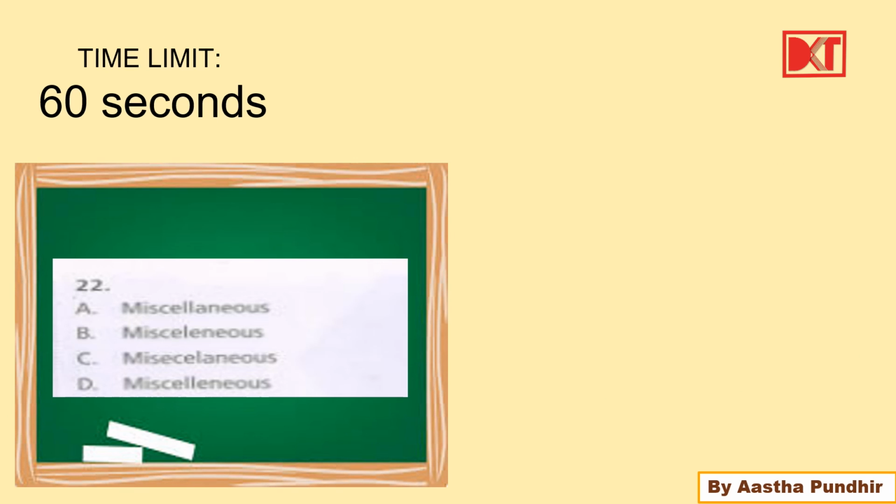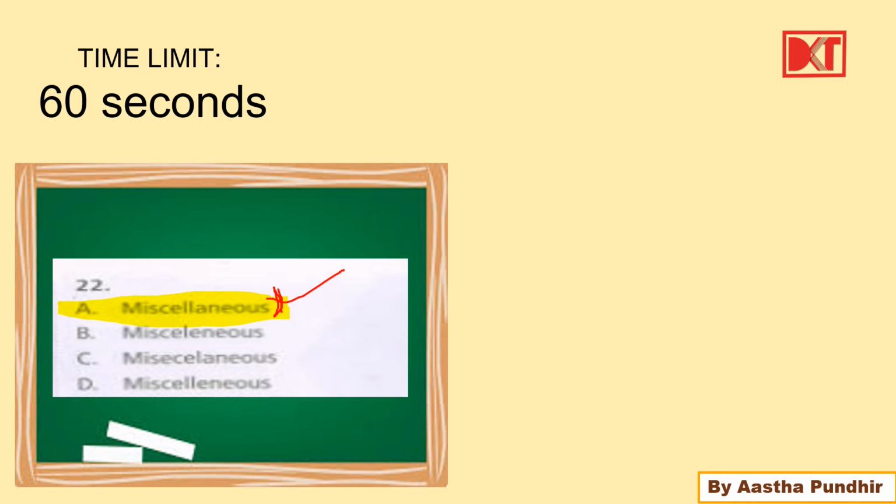Okay, so the next one is miscellaneous. Now here miscellaneous means random, other things that are left over. All right, that is miscellaneous. Here the correct one is this A. Miscellaneous. MISCELLANEOUS. It's pretty long, but pretty easy also. Okay, this is a common word.